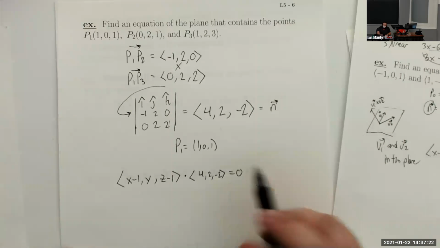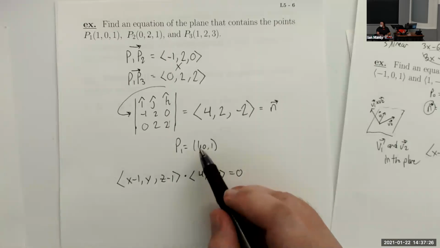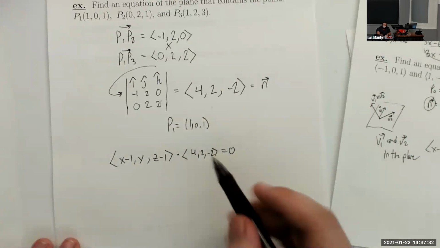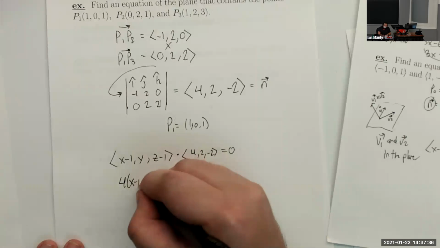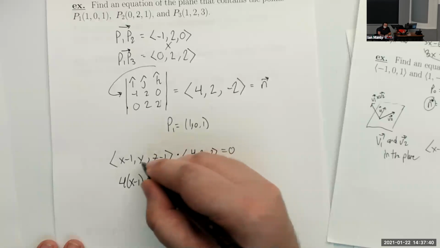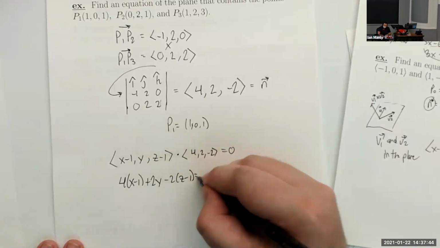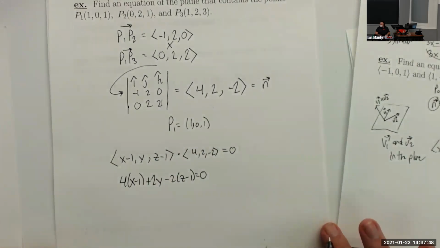All right. Why are these in regular parentheses? Because this is a point. So usually with points, we just write them with these parentheses right here. All right, so I'm going to dot this. I have 4 times x minus 1, and then I add 2 times y. And I have minus 2 times z minus 1. All right, there we go.